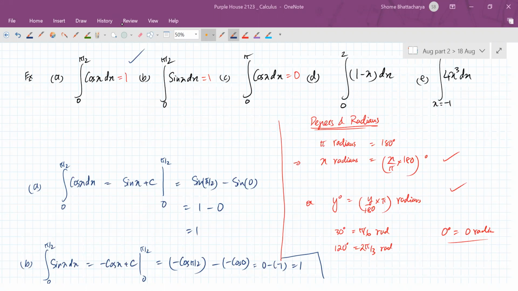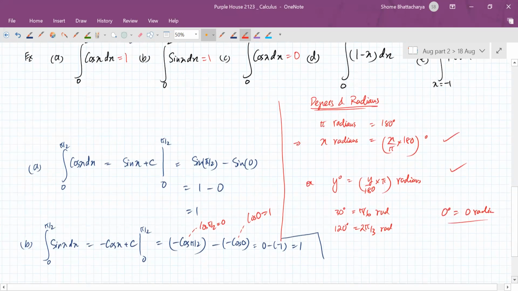Sir, the second one in B, the minus cos of 0, that whole will become 0, right? No, beta. Cos 0 is 1. No, cos 0 is not 0, beta. Cos 0 is 1. Cos pi by 2 is 0. You understood, beta? Cos 0 is not 0. Yes, sir. Thank you. Cos 0 is equal to 1. And cos pi by 2 is equal to 0.